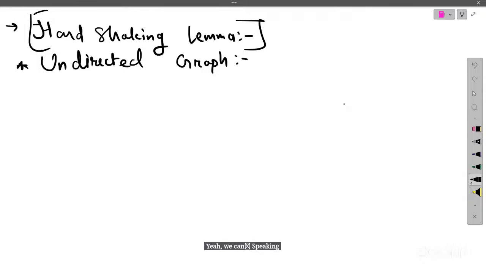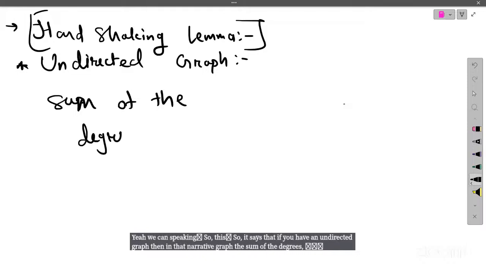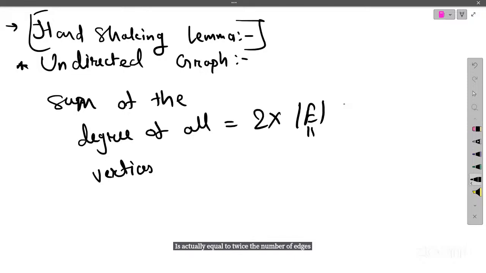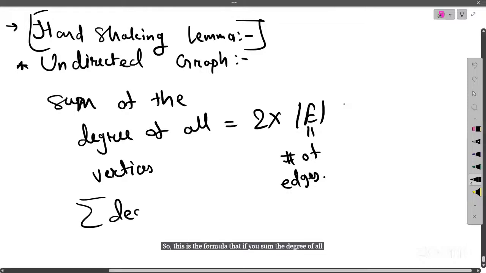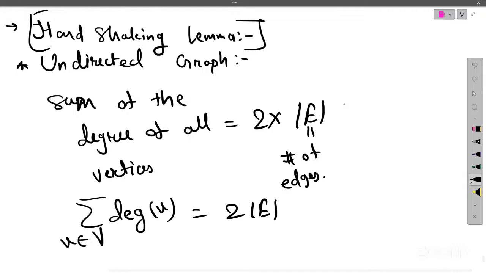It says that if we have an undirected graph, then in that undirected graph, the sum of the degrees of all vertices is equal to twice the number of edges. If you sum the degree of every vertex v, that is nothing but twice the number of edges. This is known as the handshaking lemma.